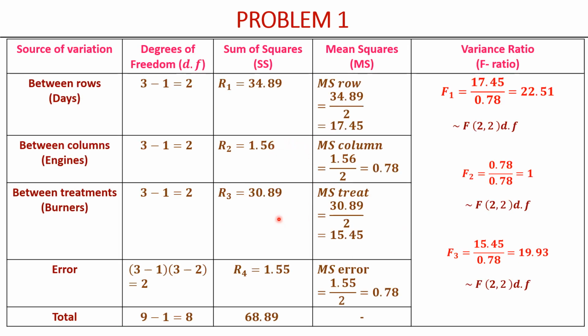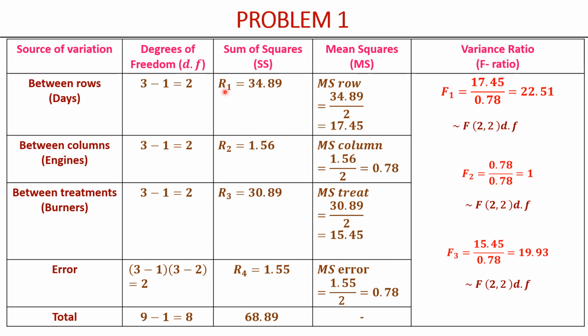So we frame the ANOVA table: source of variation, which will be between rows, that is days, between columns, that is engines, between treatments, here it's burners, error, and total. Degrees of freedom is n minus 1 in the first three cases. n is 3, so it is 2 in all the three cases. Error is n minus 1 into n minus 2, so it is 2. The total is capital N minus 1. N is 9, so it's 8. It definitely agrees with 2 plus 2 plus 2 plus 2.